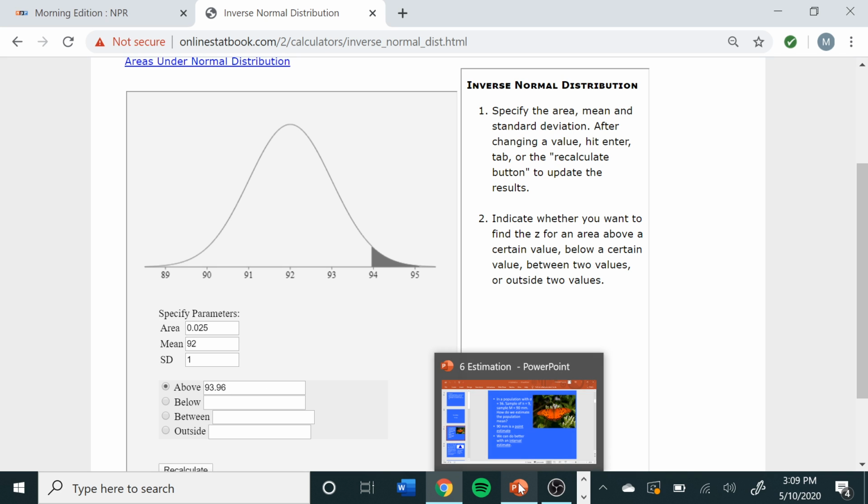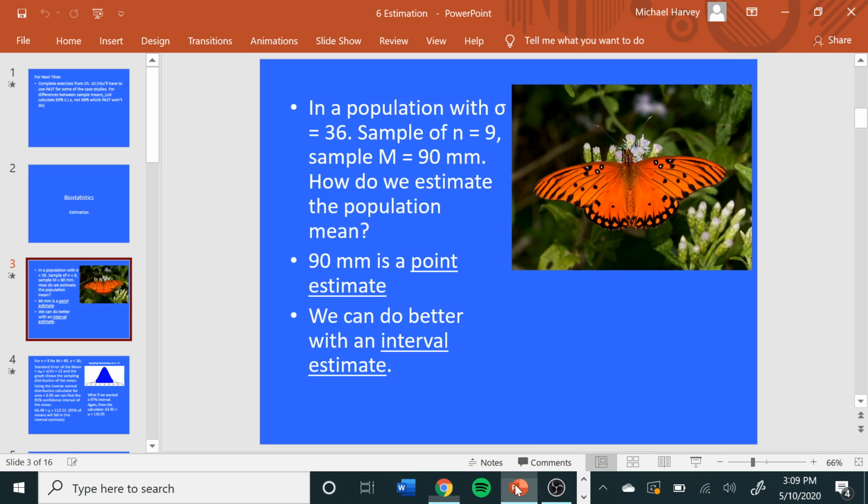Now remember that we're dealing with a sample here. We had 9 individuals. That's what that estimate was based on. So let's make a sampling distribution. You know this from the last chapter. The standard deviation of the sampling distribution would be the standard deviation over the square root of n. So for this one, the standard deviation of the sampling distribution is going to be 36 divided by the square root of 9, which is 3, of course.